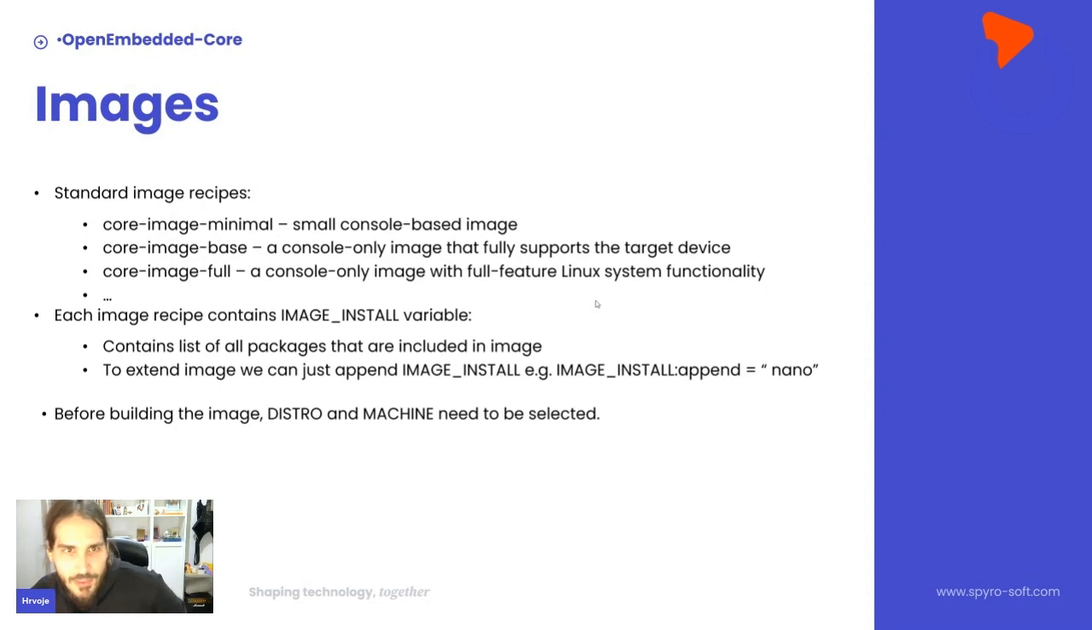So before we actually build the image, we have to select two big things that will give us, let's say, a flavor of the Linux that we want, a flavor of the image that we want. And these are the distro, which defines the distribution, and machine, which defines the hardware that we are running on.